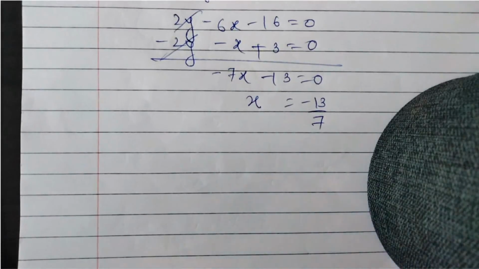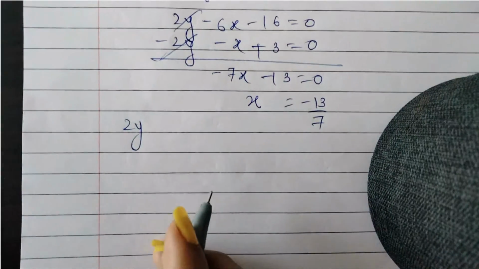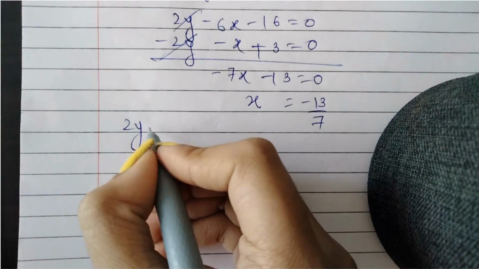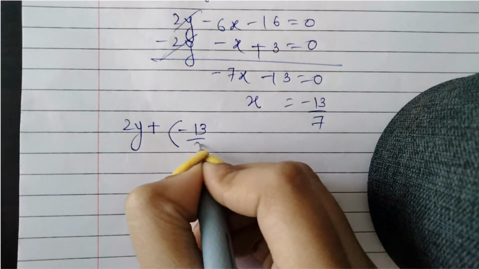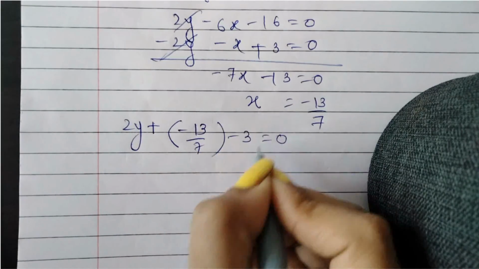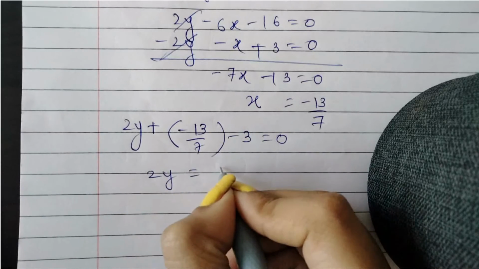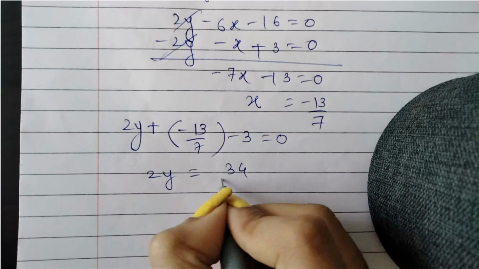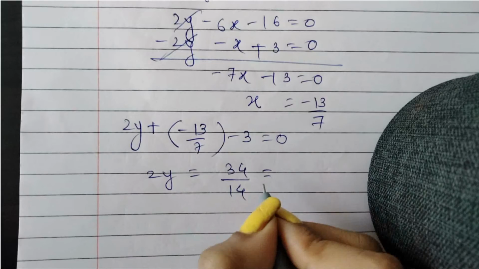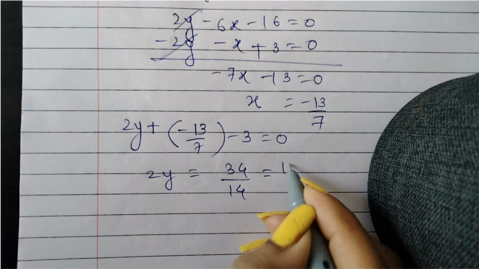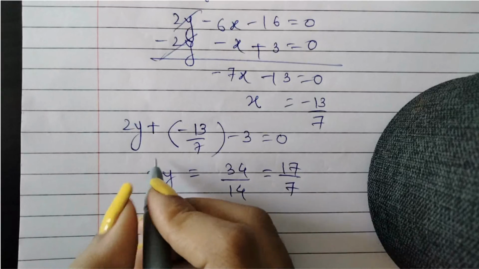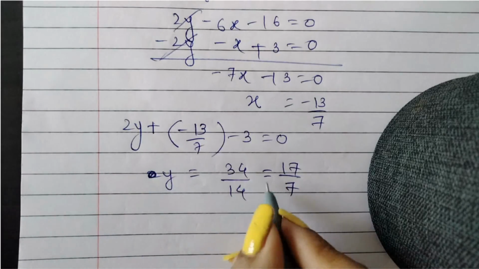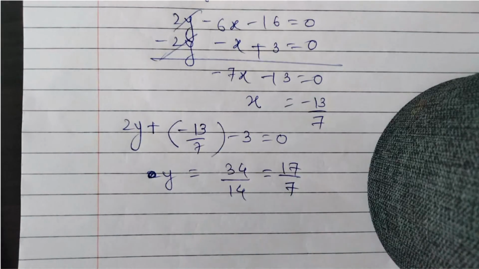Substituting x in AP will help you find y. So 2y + (−13/7) − 3 = 0, so 2y = 34/7... y = 34/14, which is equal to 17/7.